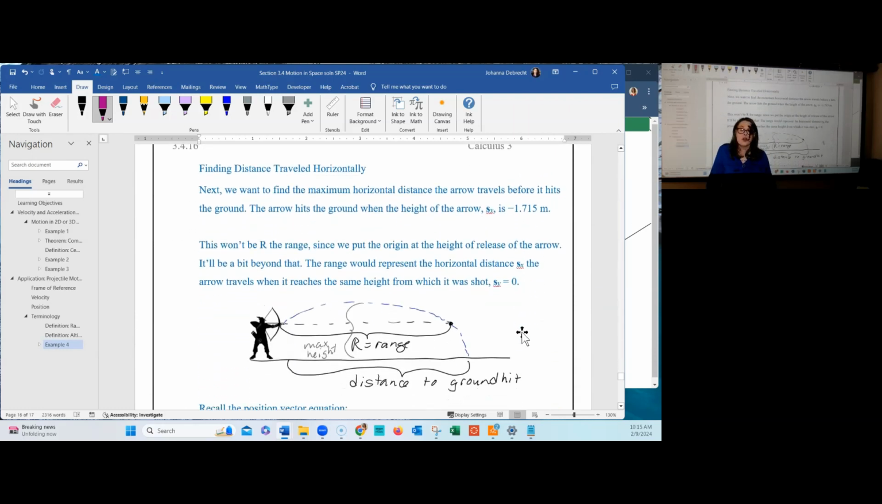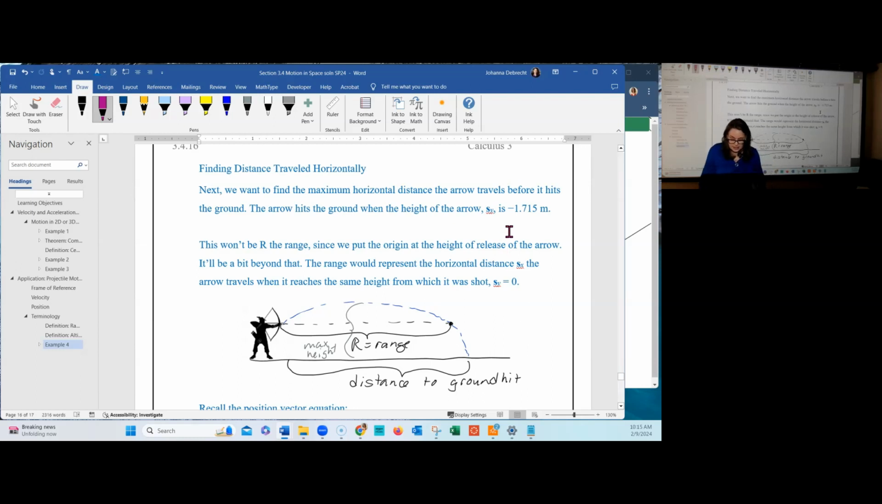Now we want to find the total distance traveled horizontally. Now the range, again, is measured from the place where it is shot until it reaches that horizontal line again. But we want the distance for it to hit the ground, so it's going to continue traveling until it hits the ground, when the position is a negative 1.715 meters, right? So that will give us the position in the y direction. And we want to find the x component at that point.